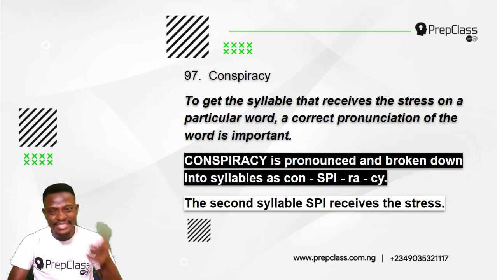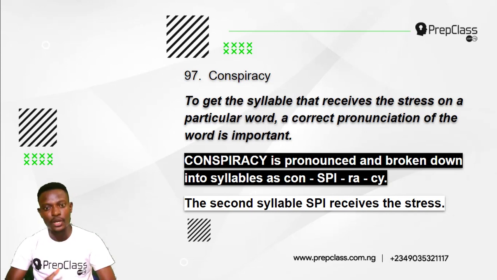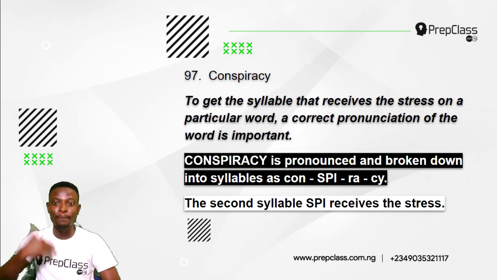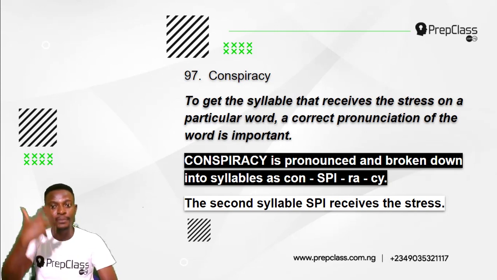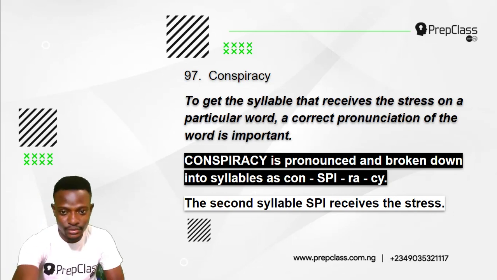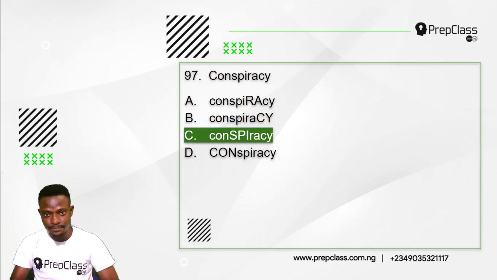Remember, to get the syllable that receives the stress on the particular word, a correct pronunciation of the word is important. So, conspiracy is pronounced and broken down into syllables as con-SPIR-a-cy. So, the second syllable, sp, receives the stress. It is pronounced louder and longer. It rises when you are approaching sp. So, the answer to this question is option C. Sp receives the stress.